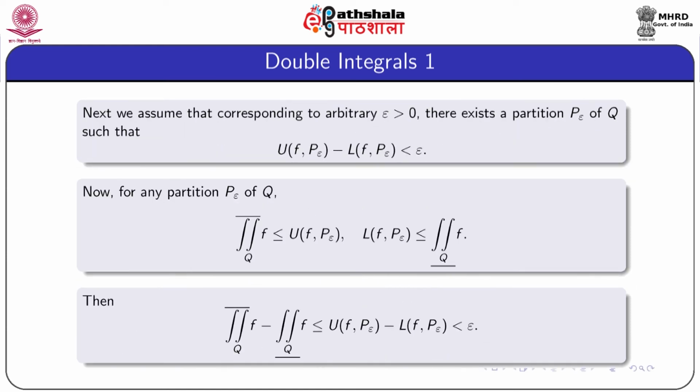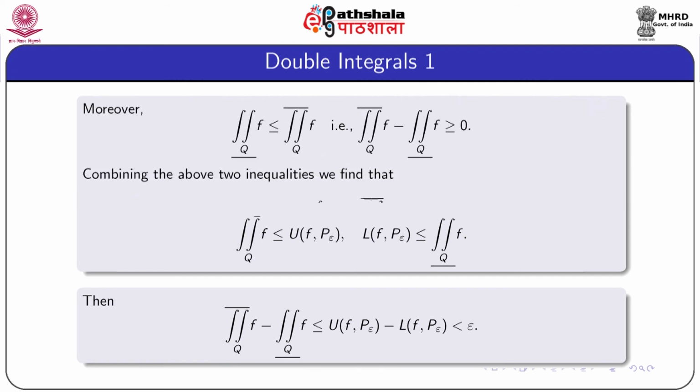Now the other part. We assume that corresponding to arbitrary positive epsilon, there exists a partition P_epsilon of Q such that the difference between the two Darboux sums is less than epsilon. Now for any partition P_epsilon of Q, upper integral of f over Q ≤ UFP_epsilon and LFP_epsilon ≤ lower integral of f. Then the difference between the upper and lower integrals of f over Q ≤ UFP_epsilon minus LFP_epsilon, which is less than epsilon.